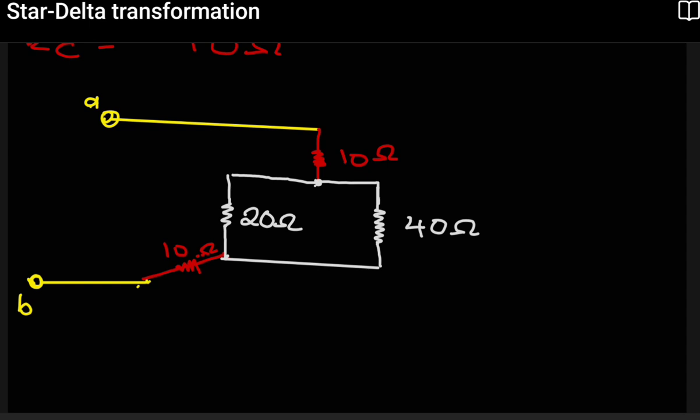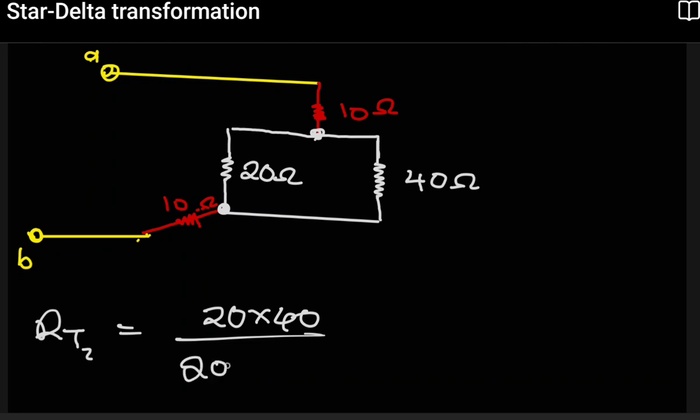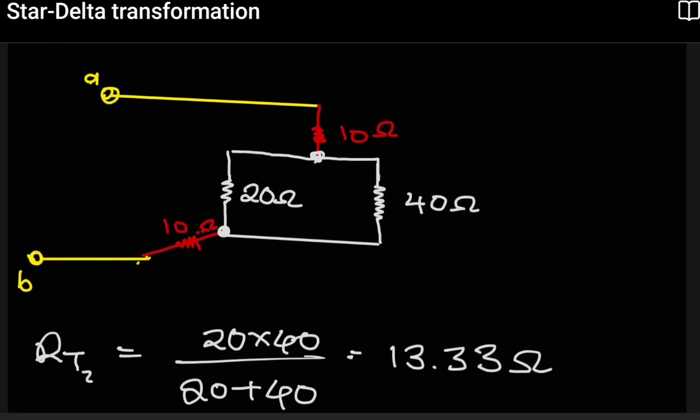So look at our circuit now. Now it looks much more workable because from here you can tell that the 20 and the 40 ohms are parallel to each other, and if they're parallel, we can combine them. Since the 20 and the 40 are parallel, they both stand at this point and also at that point, so you can combine those. So RT2, in this case we're going to get 20 by 40 divided by 20 plus 40, and this gives us 13.33 ohms.